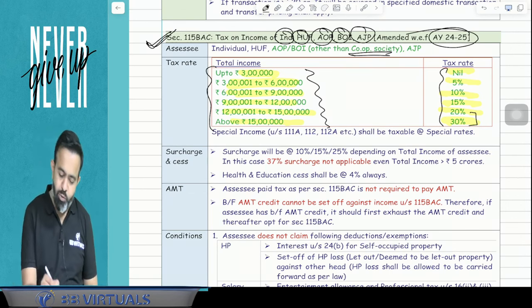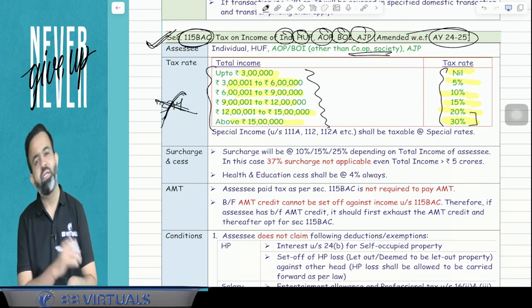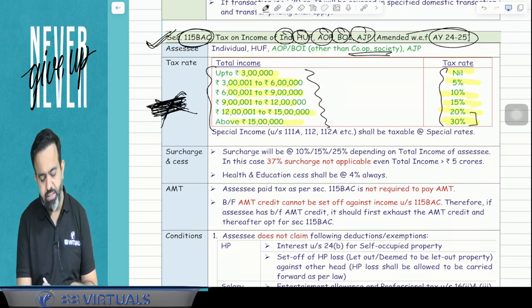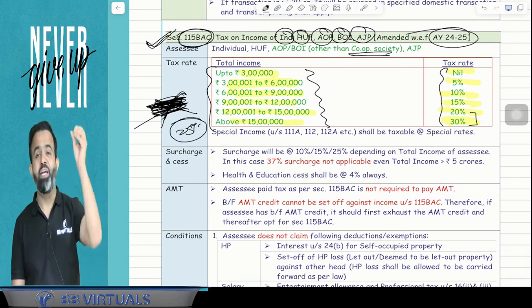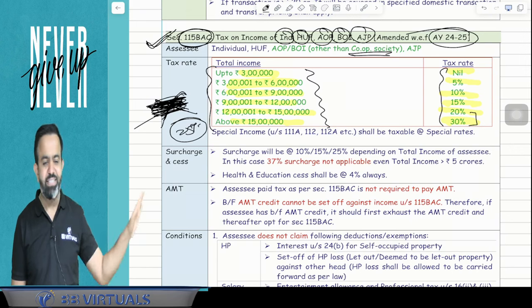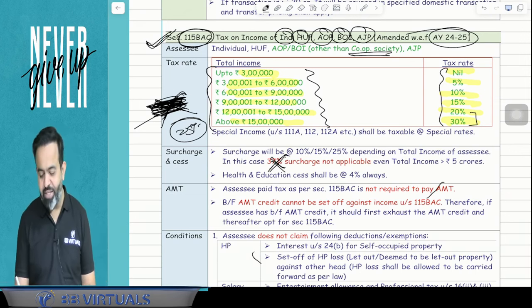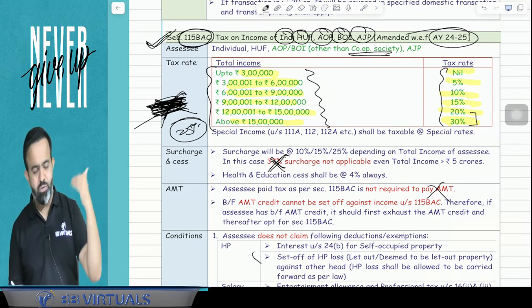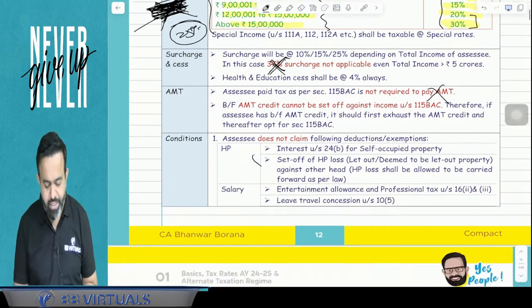But guys, if you follow 115BAC, then 37% surcharge is not applicable. It means here the maximum surcharge is 25%. One more point, AMT is not applicable. Alternate minimum tax is not applicable. What about the AMT credit? So AMT credit will lapse. Since AMT is not applicable, AMT credit is going to lapse.